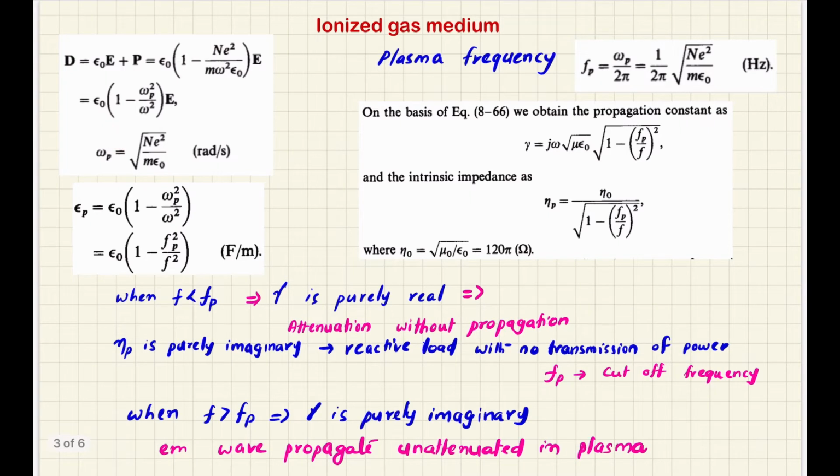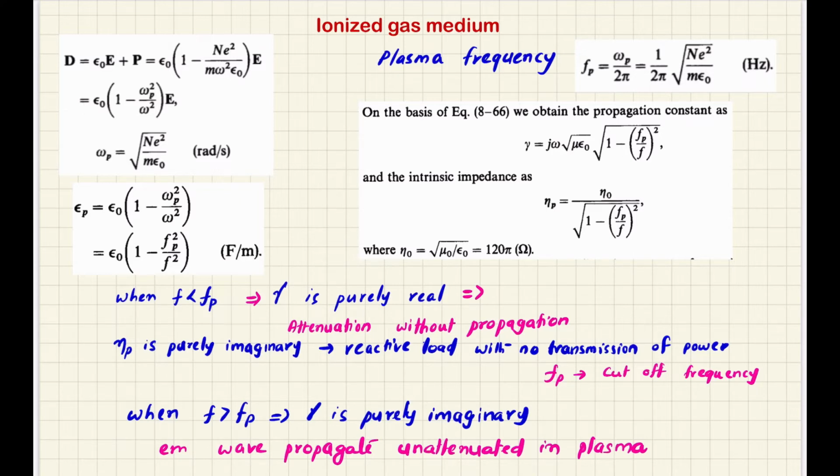In terms of the angular frequency, you can write down the electric displacement like this, and this epsilon is called the permittivity of the ionized medium, which is given by this expression. And in terms of the plasma angular frequency and linear frequency, you can write it like this. Okay, so this f_p is called the plasma frequency of the medium.